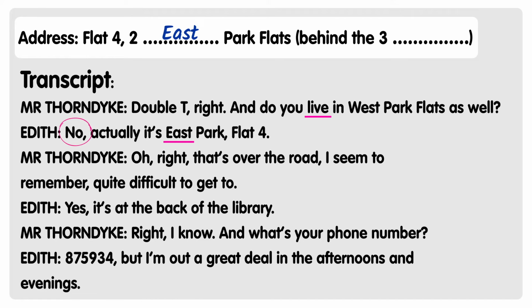Then Mr. Thorndike continues, "Oh, right, that's over the road. I seem to remember, quite difficult to get to." And Edith says, "Yes, it's at the back of the library." So what's the trap here? It's synonym language. As I said, instead of "behind," Edith has said "at the back of." At the back of what? At the back of the library. And so the answer for question number 3 is library.